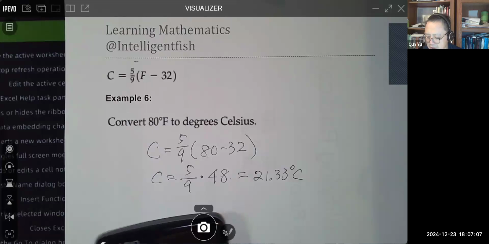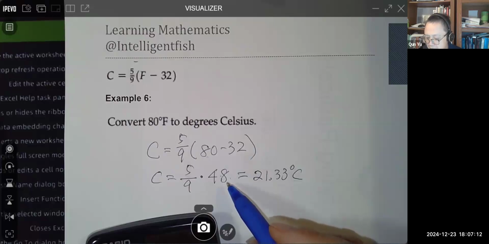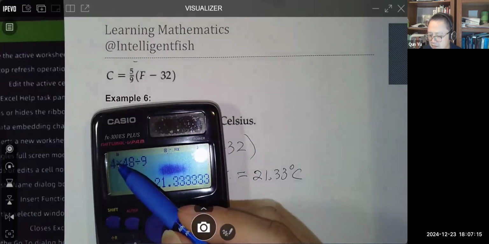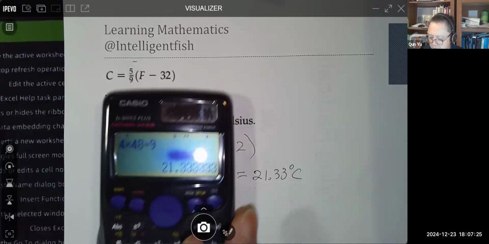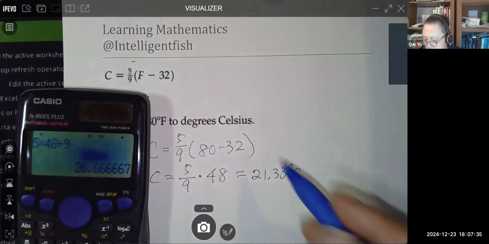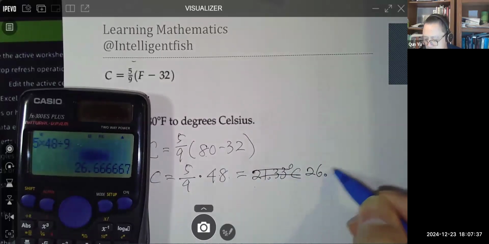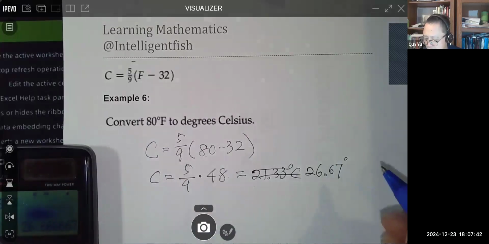80 minus 32. Yeah, that's 48. That's right. 5 times 48. Oh, 5 times 48. So I made a mistake. That's why I wondered. This is not right because I'm from a country that uses this Celsius system. 80 degrees doesn't feel this cool. This is a kind of cool. So 5 times 48 divided by 9. 26.67. That makes more sense. Not too hot, not too warm. This is the perfect temperature for summertime if humidity is low.